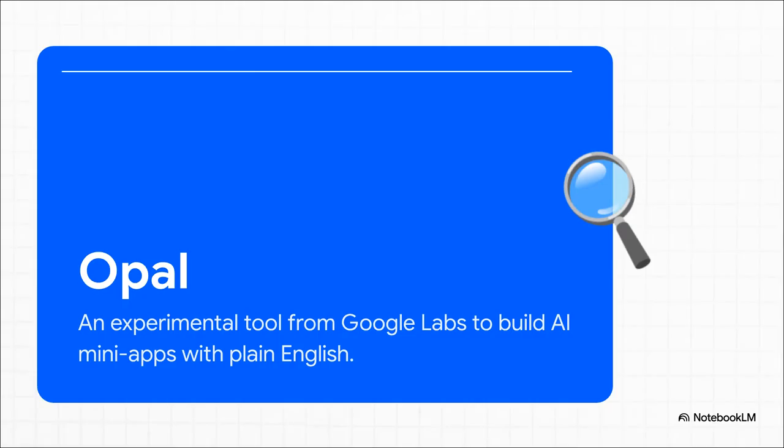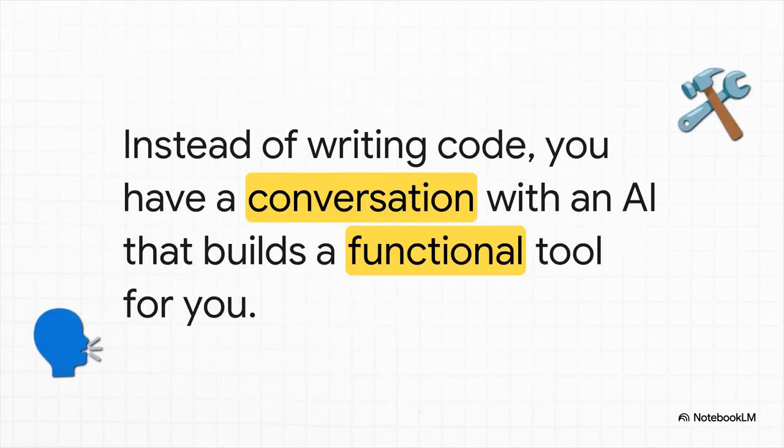Okay, so let's get right to it. Meet Opal. It's an experimental tool coming out of Google Labs, and the whole idea behind it is so simple but so powerful. You describe the app you want, and it just builds it for you. Think about that for a second. The whole process shifts from programming to just having a conversation. You're not debugging code, you're not learning a new language, you're just clearly explaining your idea to a really capable AI assistant. That's the core concept we're going to break down.